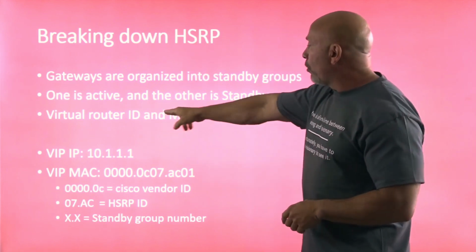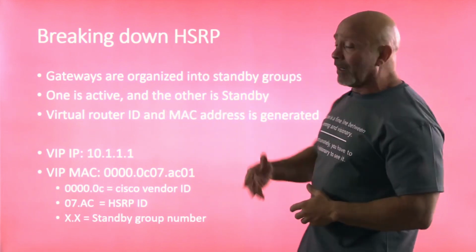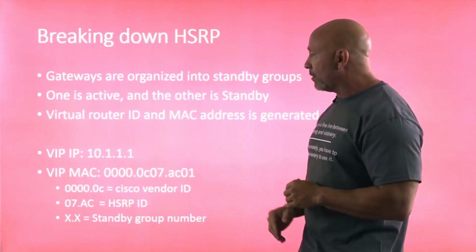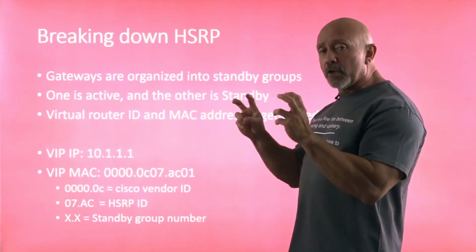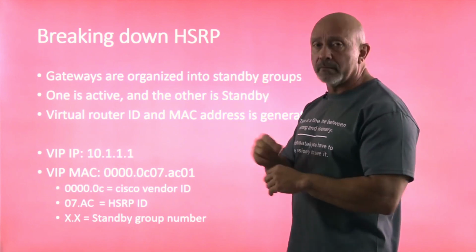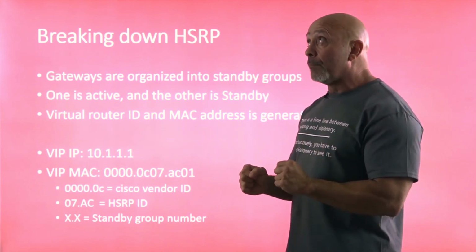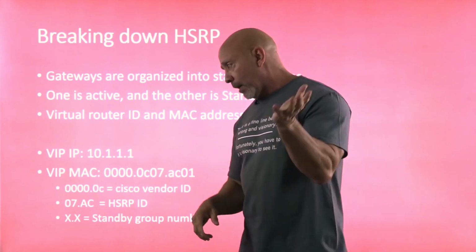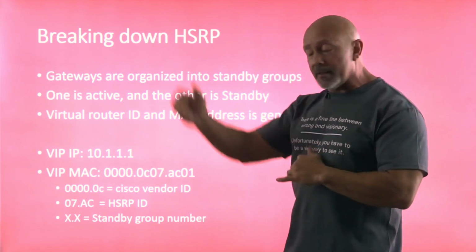All right, virtual router ID and MAC addresses are generated. Yes, remember the ARP process. There is an ARP process to all this, okay? So you do get a virtual MAC address, one virtual MAC address, where GLBP creates multiple MAC addresses. But we're not going to get into that. I'm just letting you know. See how I go beyond?